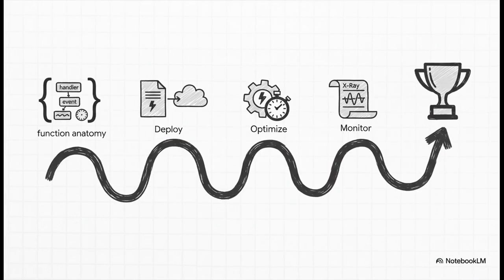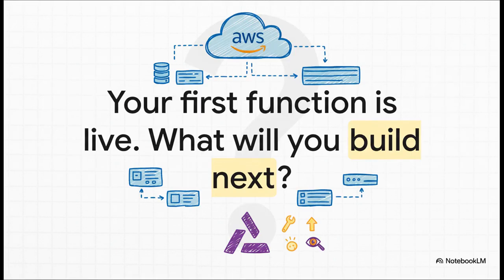And just like that, we've done the whole thing. We've walked through the anatomy of a function, figured out how to write and deploy our code, learned the tricks to make it fast, and finally, saw how to keep an eye on it once it's live in the wild. That's the full developer journey from start to finish. So now you have all the pieces. You've got the fundamental building blocks to go out and create some really powerful, scalable, and cost-effective serverless applications with Node.js. So the only real question left is, what amazing thing are you going to build next?